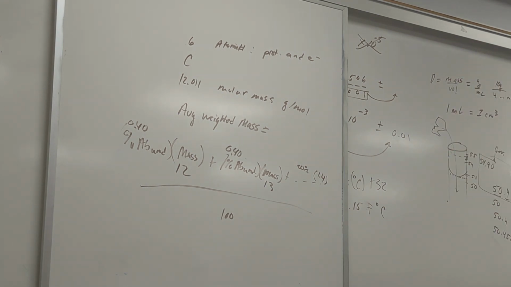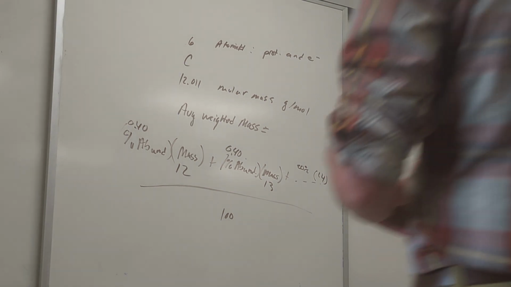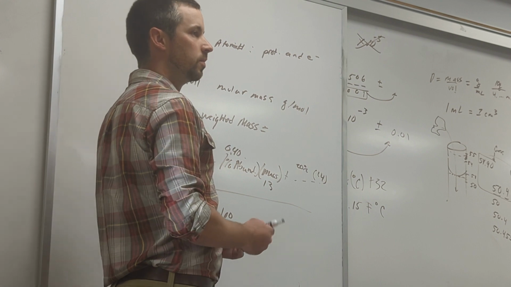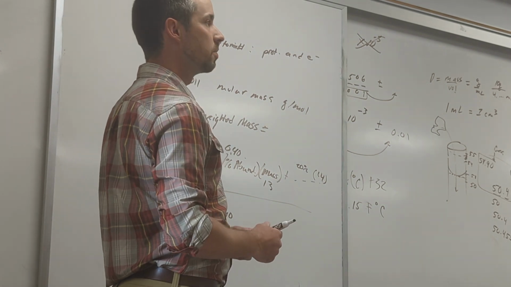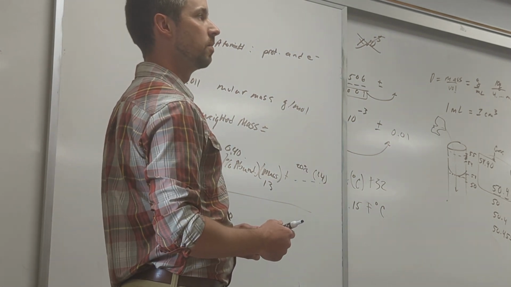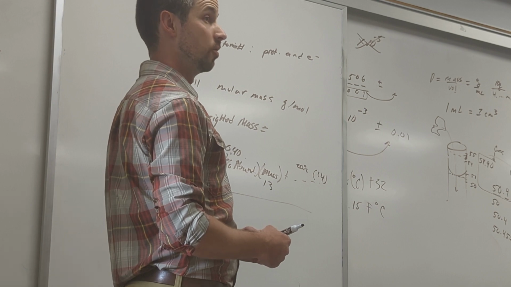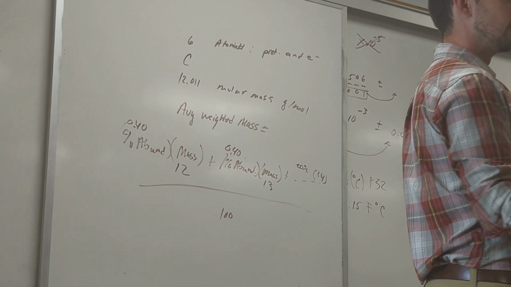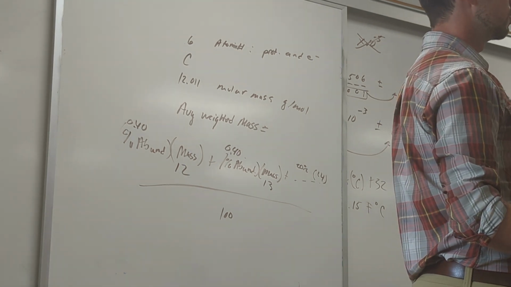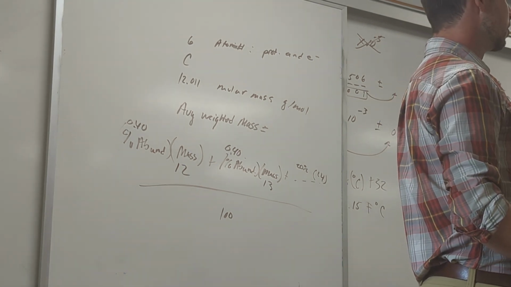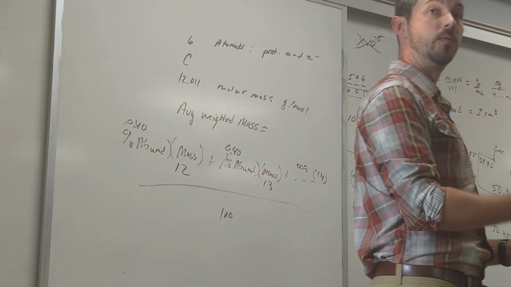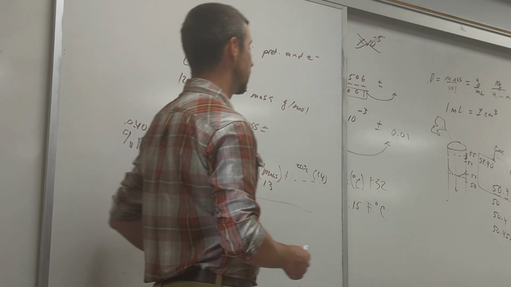What is the most abundant isotope of carbon in the universe? Or on Earth, on Earth. Which one? Most abundant isotope of carbon on Earth. 12? 12. Why? You're right, because the mass on the periodic table is the closest to the value of 12. What's the most abundant isotope of nitrogen? 14, right? So if you round up or round down, that tells you the most abundant isotope.